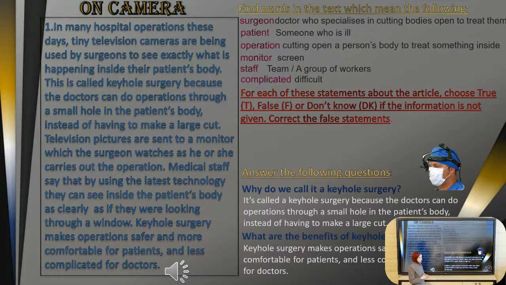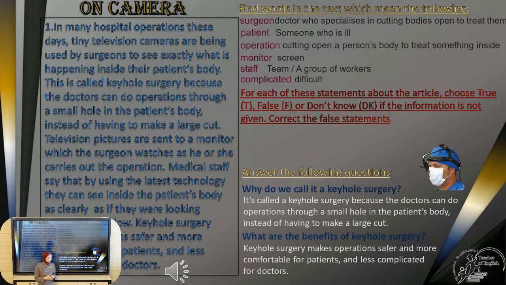Now you have to decide if the following sentence is true or false, or if you don't know the answer. Let's see this word. The sentence: keyhole surgery is less expensive than traditional ones. Do you know if it's less expensive or more expensive? In the text, we don't have such a sentence, so we don't know the answer.